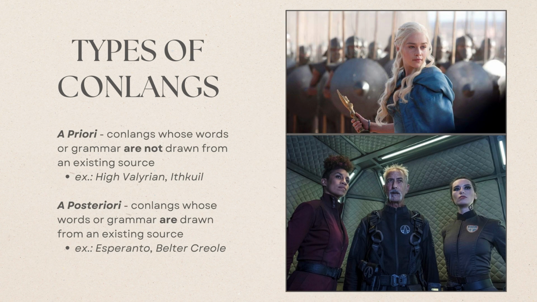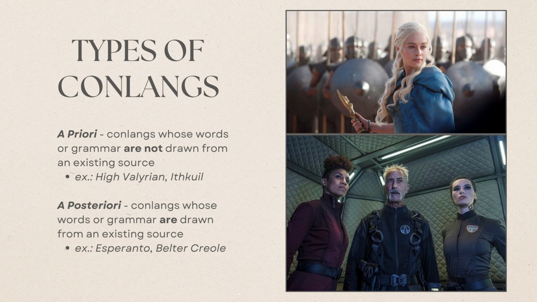We could also further divide conlangs by how they were formed. If your conlang is made from scratch, so your words or grammar are not drawn from an existing source, or specifically an existing natlang source, we can call that an a priori conlang. So for example, High Valyrian. High Valyrian is pretty much fully created by David J. Peterson.